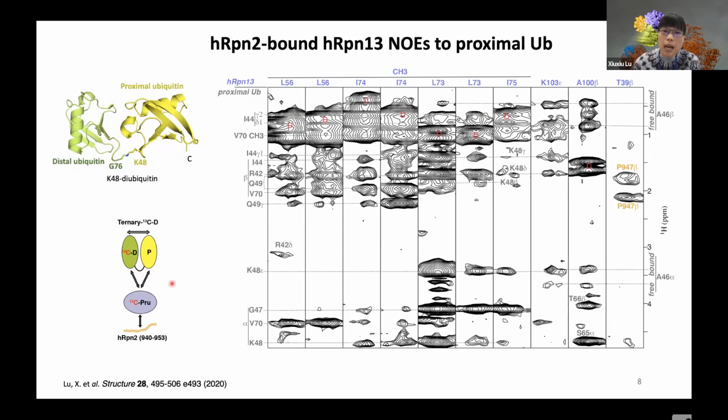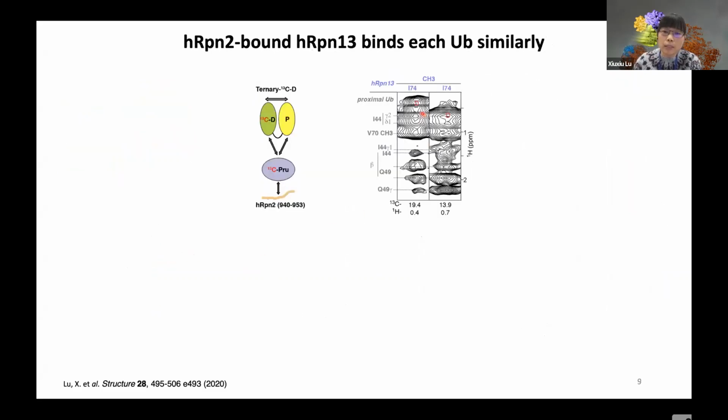I ran carbon-13 half-filtered NOESY on this sample. These are carbon-13 labeled RPN13 residues. We can see a lot of intermolecular NOEs formed between Pru and proximal ubiquitin. To make it simple, I just use RPN13 isoleucine 74 as an example. Isoleucine 74 methyl groups form intermolecular NOEs to protons attached to carbon-12 of proximal ubiquitin residues isoleucine 44, valine 17, and also glutamine beta and gamma protons.